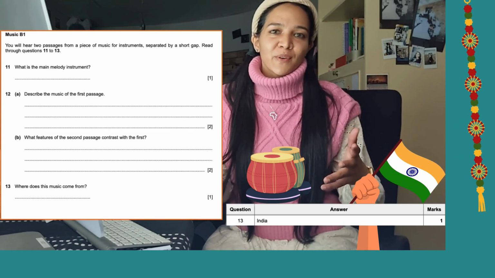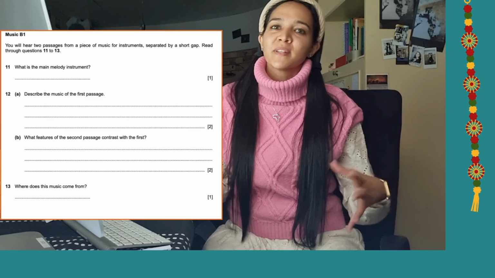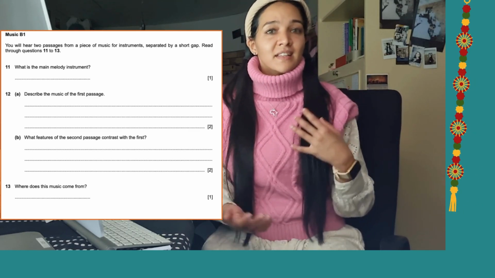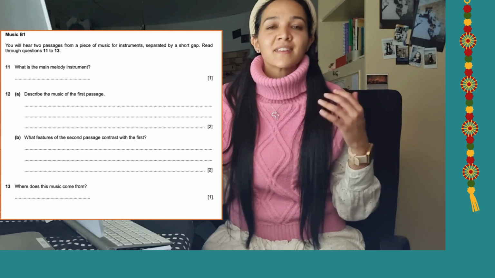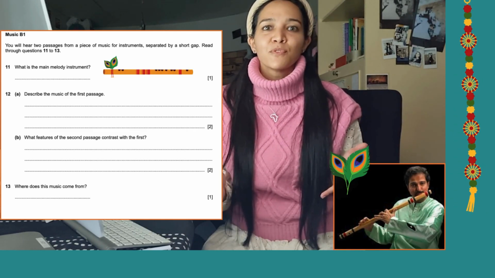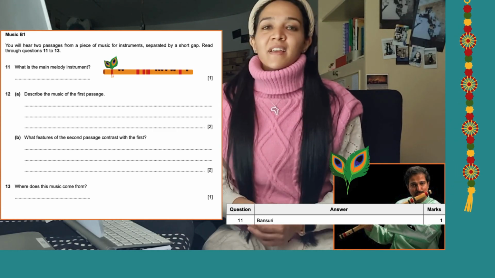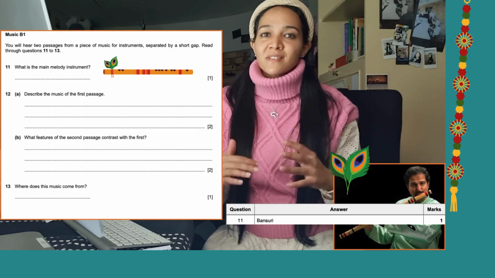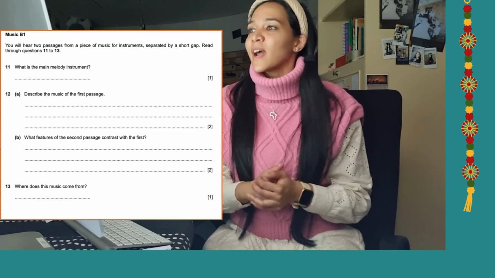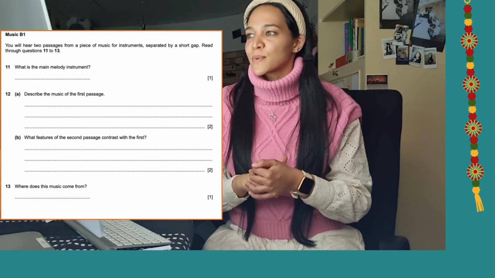But we are not asked for a reason here, so we're hopping right back to question 11. What is the main melody instrument? We can hear that Indian woodwind there, and that is the bansuri. That is an Indian side-blown bamboo flute. We can go ahead and put that down. Then the 2 sub-questions under question 12: describe the music of the first passage, and then what features of the second passage contrast to the first.